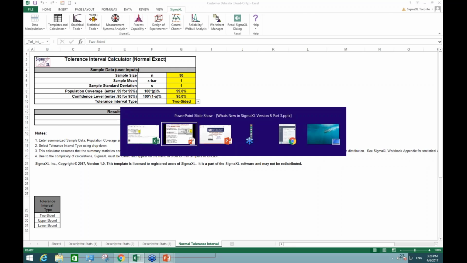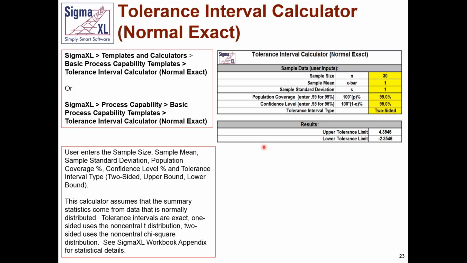And I want to go back to the slides here because this is the tolerance interval normal exact, and so it's very important that the data come from a normal distribution. You need to run your normal tests and verify that the data are indeed normally distributed. It's much like a process capability. There's no central limit theorem going on here. These are individual observations. If you have non-normal data, the tolerance interval calculator will not be correct.